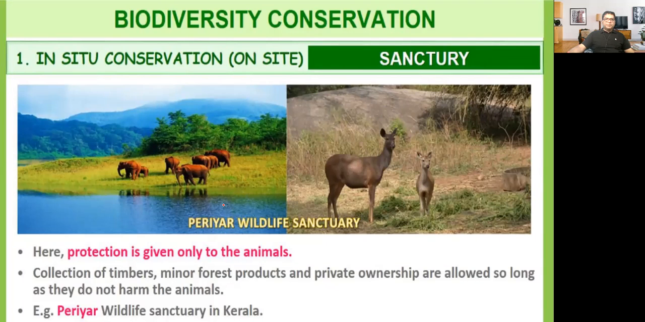Then what are sanctuaries? A sanctuary is also an example of in situ conservation. This is an image of Periyar Wildlife Sanctuary. Here protection is given only to the animals. Collection of timber, minor forest products, and private ownership are allowed so long as they do not harm the animals. Example, Periyar Wildlife Sanctuary in Kerala. Here, human intervention is allowed, but without damaging animals.